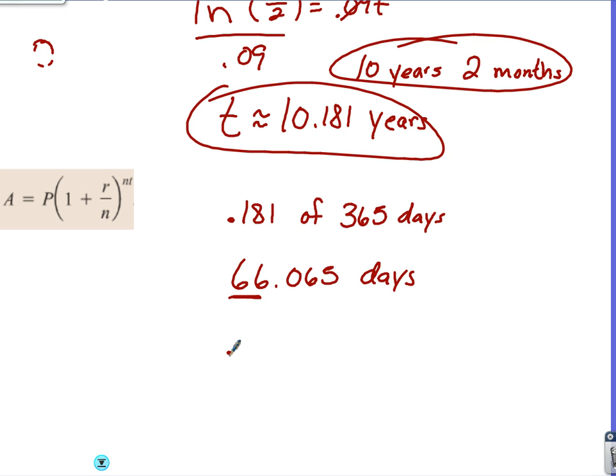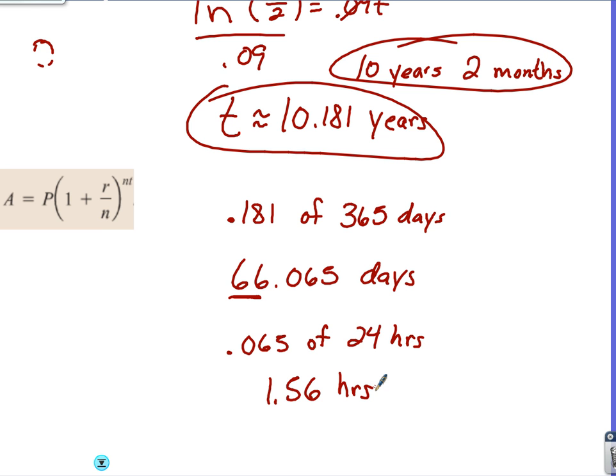What can we do with the 0.065? Because that's a portion of a day. It's a little bit over 66 days, 66.065 days. We'll take that portion and say, well, in a day, I've got 24 hours. So you could do the 0.065 of the 24 hours. And just this will be the last one we do. What is 0.065 times 24? 1.56.